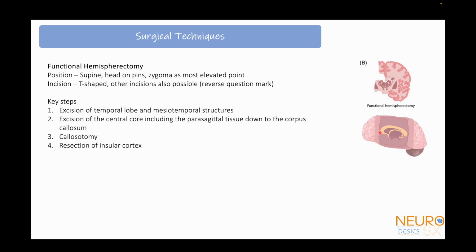If any fibers are left behind, the disconnection will be incomplete and the patient can continue to have seizures. And finally, the insular cortex, as you can see here, has been resected. So these are the key steps of a functional hemispherectomy. There is a significant amount of resection which happens here, but some of the tissue is left behind, and that has to be disconnected. So the callosum, importantly, has to be disconnected throughout its length.